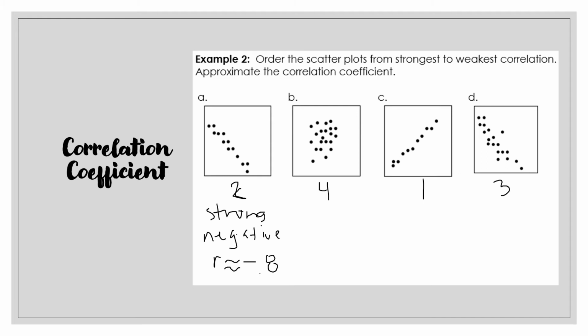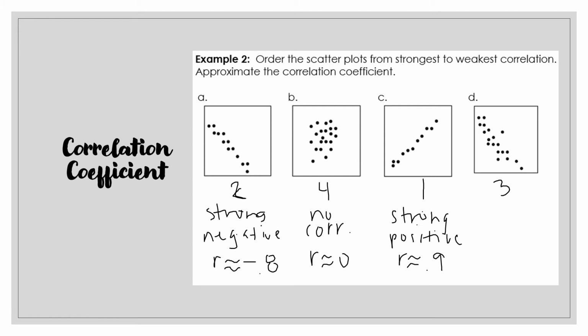All right, B, I'm not even really sure of the direction of this scatter plot, so this is going to be no correlation. So if it's no correlation, then R would be approximately 0. Okay, C was our strongest, so this is definitely strong data. And then the direction of it is positive. So since this is a little bit stronger than A, we can say that R is approximately 0.9.